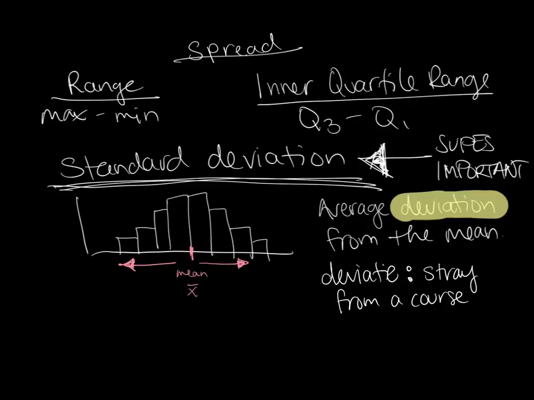So that's what standard deviation actually is and what it looks like when we're looking at the graph. If I look at a histogram in particular, my deviations might be each one of these blue tick marks moving to the right and to the left of where the center or the mean is.